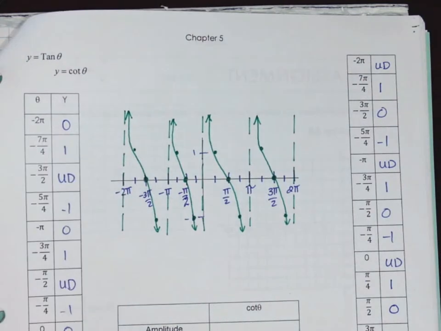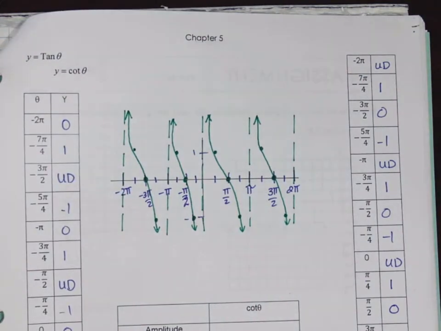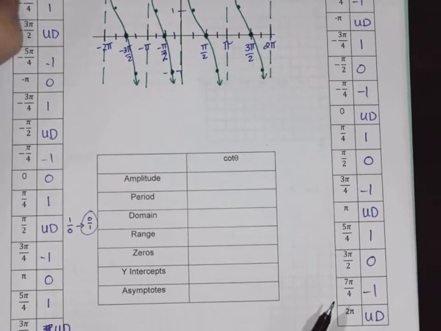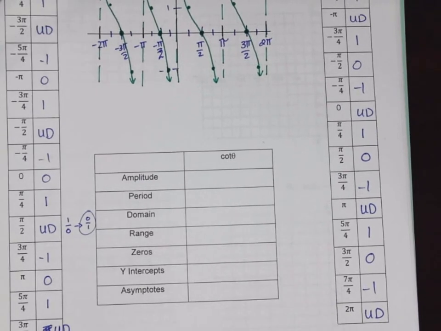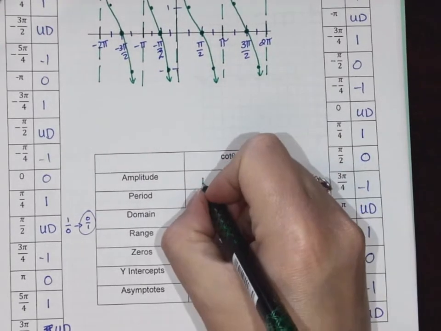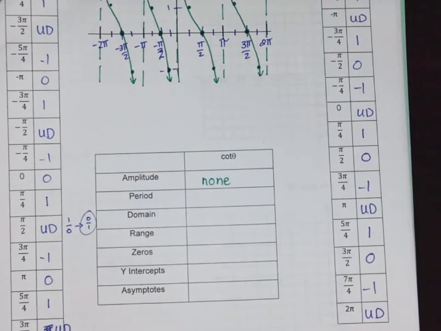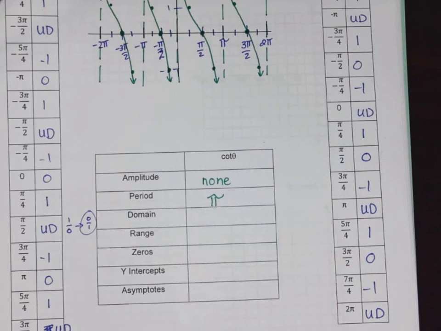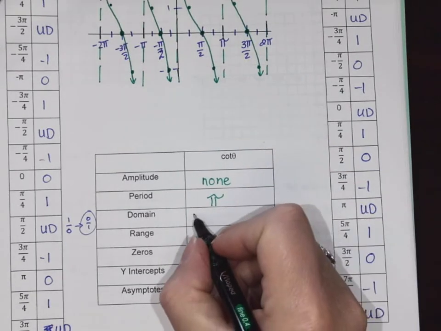Okay, now we're here to fill out the table. Good times. Amplitude? None. Period? Back to being pi. It shouldn't change whether you reciprocate it or not. Domain? The negative infinity to positive infinity thing, where theta cannot equal 0 plus pi k. Beautiful.